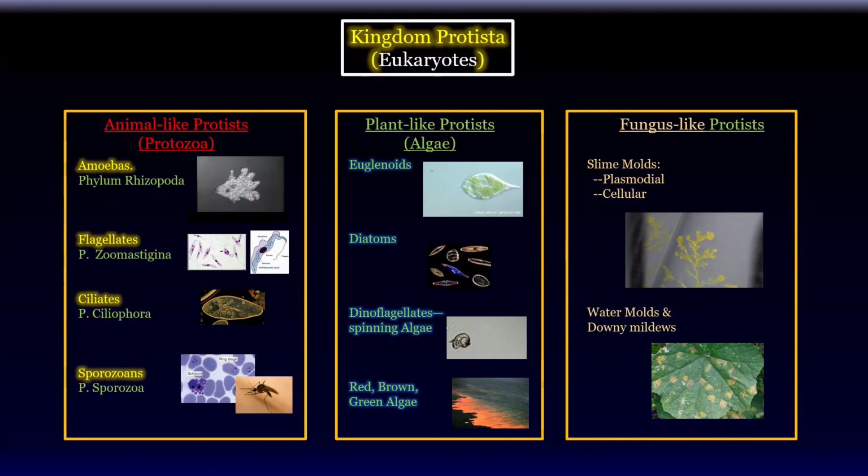So slime molds. These are fungus-like protists, okay? And there are two of them in the slime mold category: a plasmodial mold and a cellular mold.